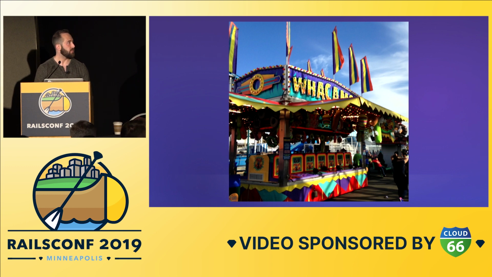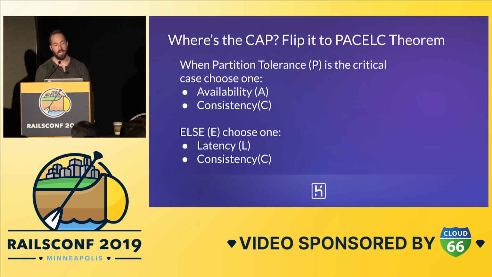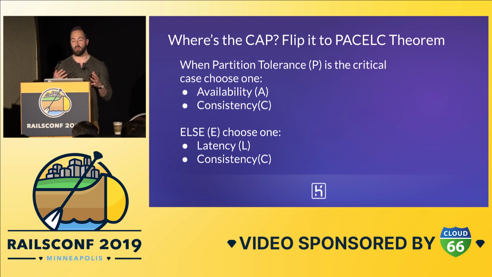Yeah, I'm getting exhausted. It feels like I'm playing whack-a-mole up here. Network latency is a really hard problem to solve. And it's not talked about in the CAP theorem, but it is mentioned in a theorem that was done not too long after that called PACELC. The PACELC theorem talks about when partition tolerance is critical, you can choose between availability or consistency. But when we're not considering critical failures of partitions, you have to choose between latency or consistency.